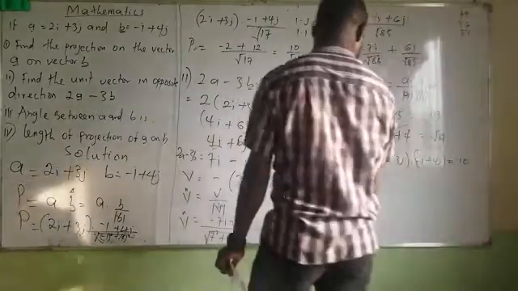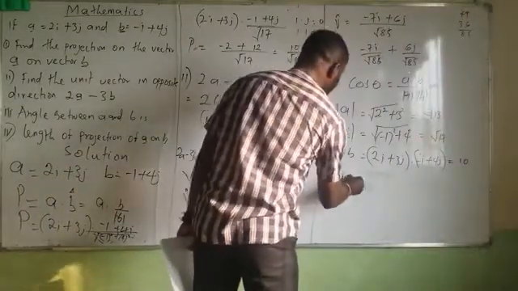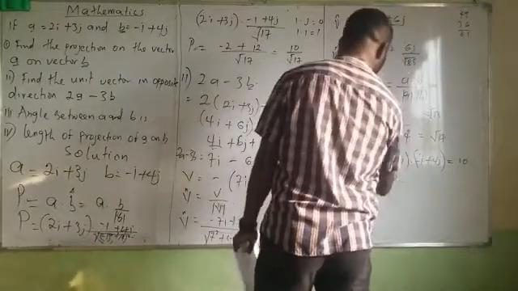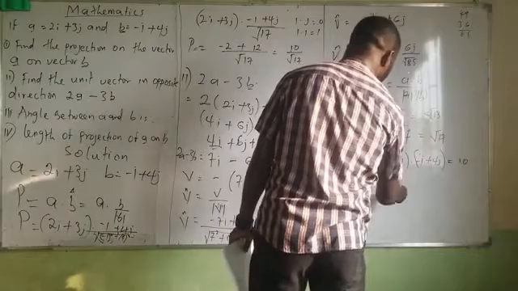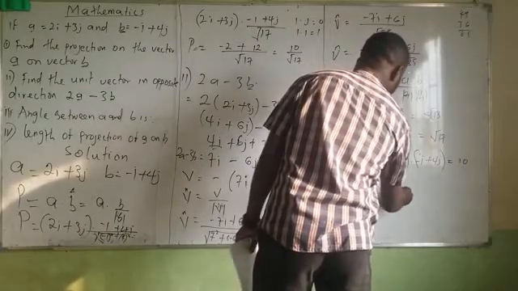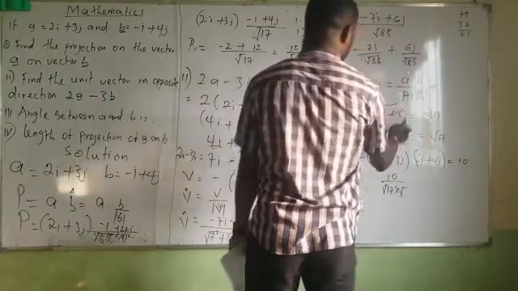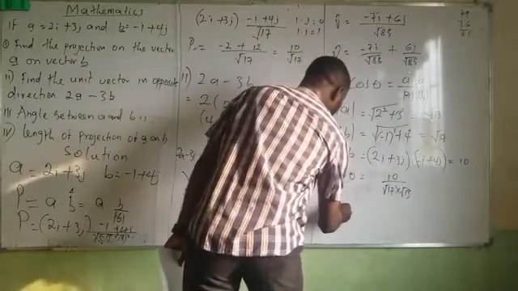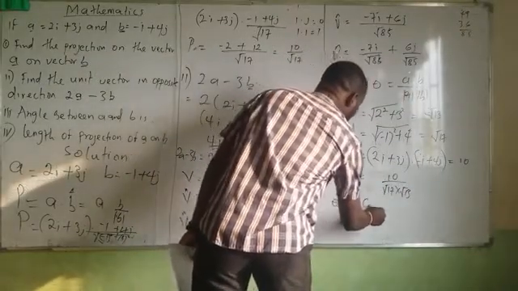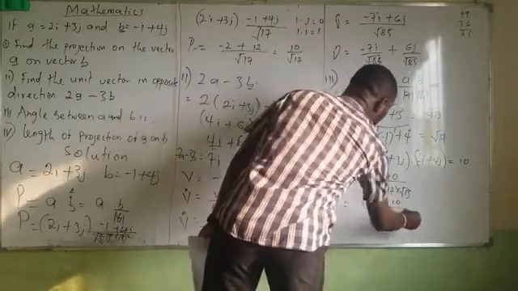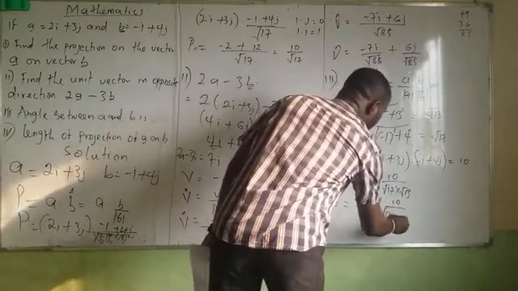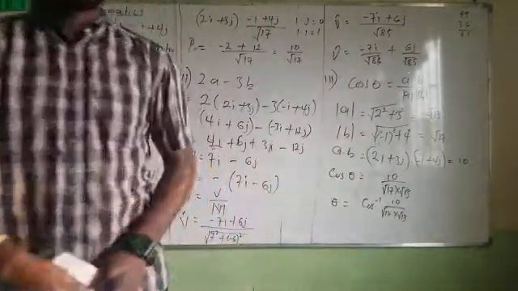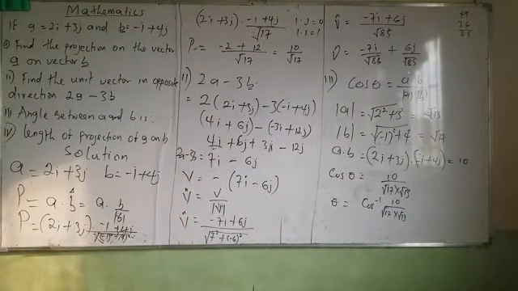Now, it means my cos theta will be equal to 10 divided by root of 17 multiplied by root of 13. Now, my theta will be equal to cos inverse of 10 all over root of 17 multiplied by root of 13. Whatever I have, that will give me the value I need.